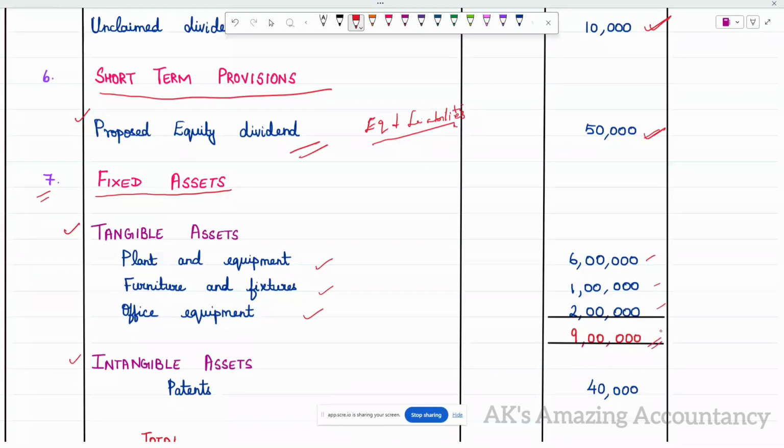Put together the total is how much? 9 lakhs. And then you have another category, that is intangible assets. As you all may know, intangible assets are those assets which do not have a physical form. They are non-physical in nature. Okay, you can't touch them actually. And under intangible assets, you will usually have items like patents, trademarks, copyrights, etc. And in this particular problem, we have patents given.